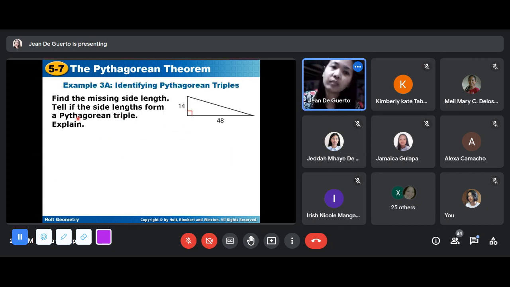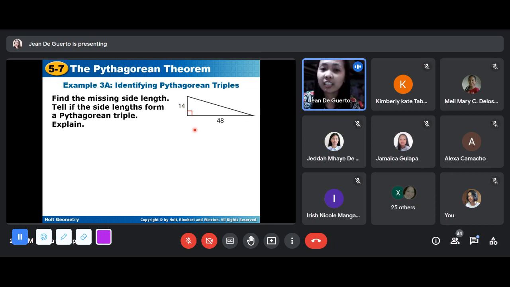So, halimbawa dito. Find the missing side length. Tell if the side lengths form a Pythagorean triple. So, we have 14 and 48. Anong part ng right triangle tong mga to? Are they legs or are they hypotenuse? Obvious naman na legs sila, di ba? Oh, so anong missing dito? Ano yung missing side length? If these are the legs, ibig sabihin, ito, yung walang length, is the hypotenuse.